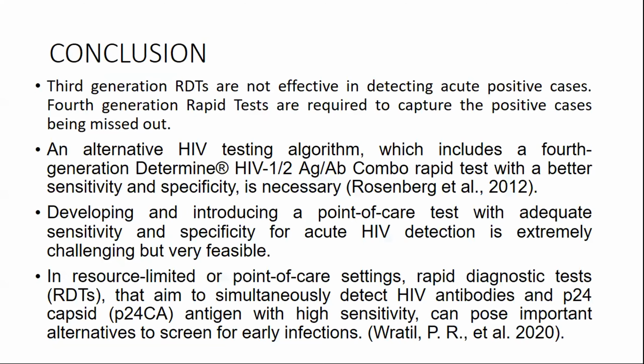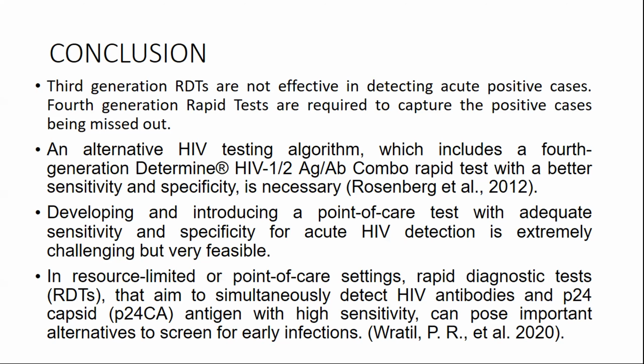In conclusion, 3rd generation RDTs are not effective in detecting acute positive cases. 4th generation rapid tests are required to capture the positive cases being missed out. An alternative HIV testing algorithm, which includes a 4th generation Determine HIV 1 and 2 antigen antibody combo rapid test with a better sensitivity and specificity, is necessary.